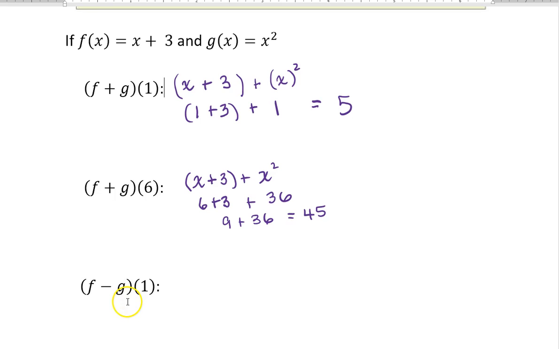All right. In this next case, we're going to have our function f of x, which is x plus 3, subtract our g of x, which is x squared. And we're asked to solve it for 1. So here I have a 1 plus a 3 minus 1. So this is going to give us a 3 as our answer.